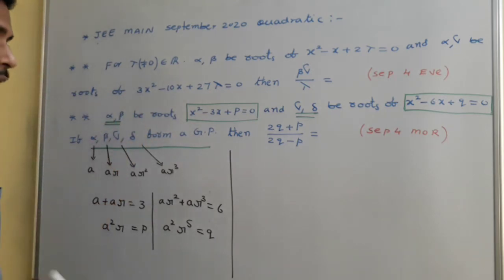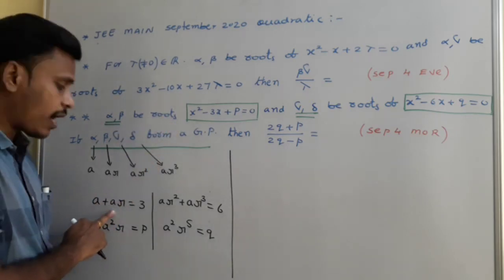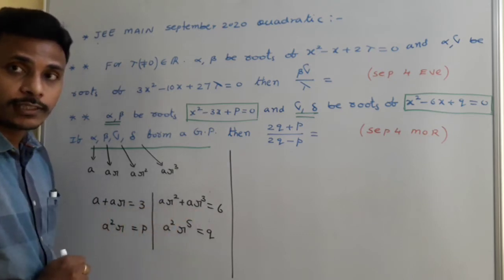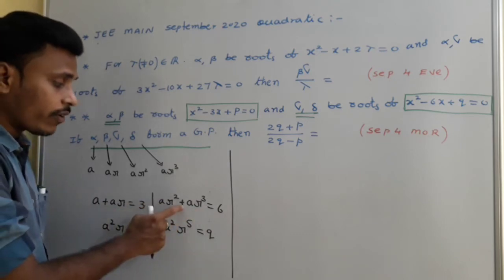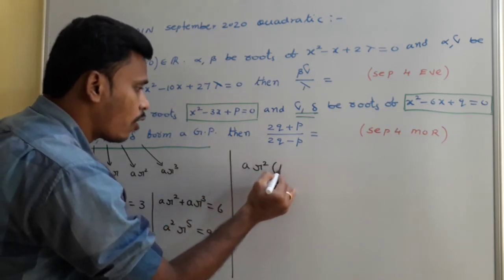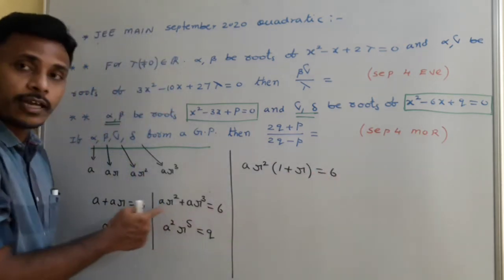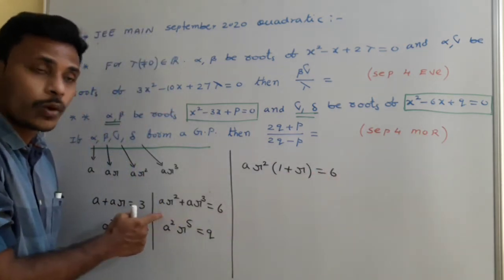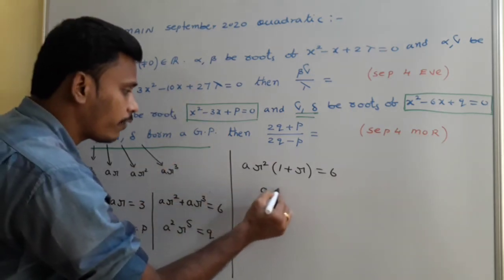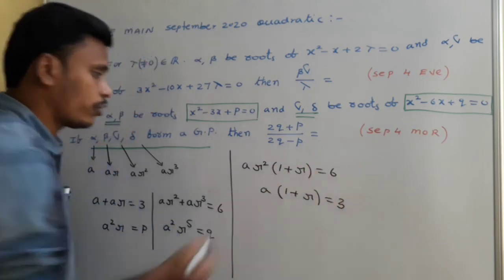Now we need to find 2q plus p by 2q minus p. For that, this is a plus ar, this is ar square plus ar cube. Just divide these two, one with the other. Is it clear? I will write it like this. ar square of 1 plus r is equals to 6. If you take out ar square, we get ar square of 1 plus r. Then a plus ar is 3. From there, if you take out a, we get a into 1 plus r is equals to 3.